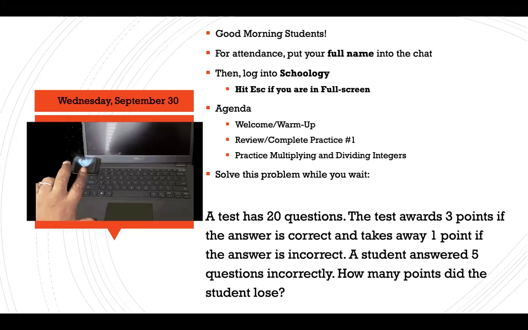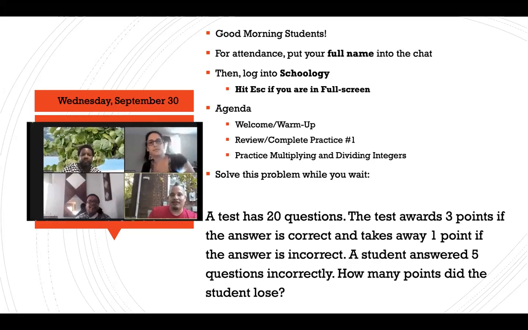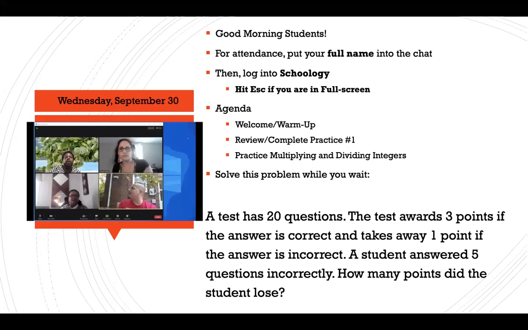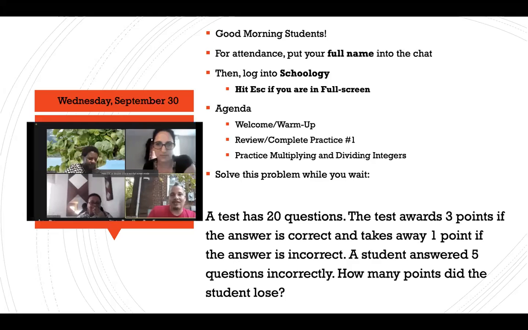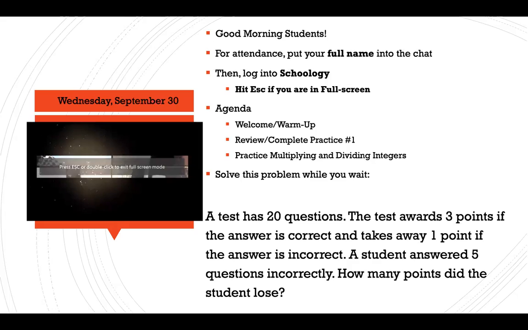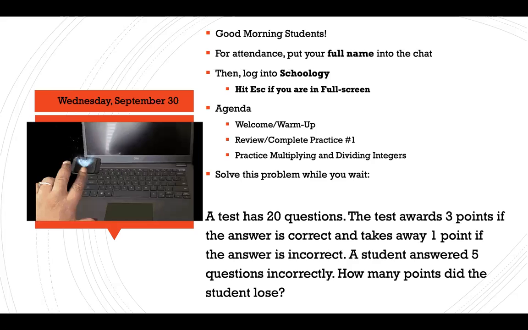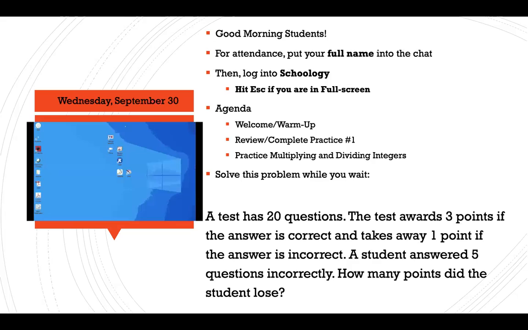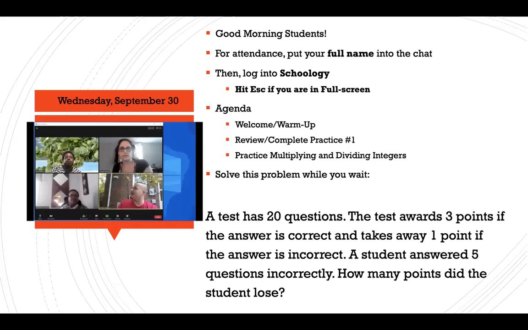All right, so there's a problem here on the PowerPoint screen that I'm showing you all. We're going to discuss this problem and see if we can come up with the correct answer. It says a test has 20 questions. The test awards 3 points if the answer is correct and takes away 1 point if the answer is incorrect. A student answered 5 questions incorrectly. How many points did the student lose? So what was their score? How many points did they lose?